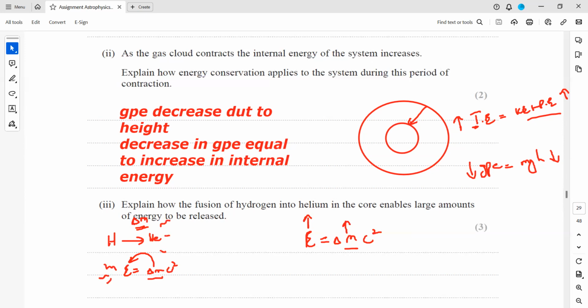Each fusion does not release an enormous amount of energy, but the rate of fusion is very high. In 1 second, the number of fusions is large. As a result, an enormous amount of energy will be released. The mass has converted into energy, and we can work out how much energy is released using E equals mc squared. One fusion releases a small amount of energy, but because the rate is high, it gives an enormous amount.